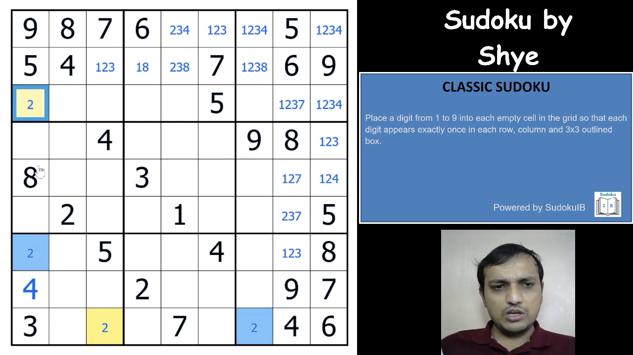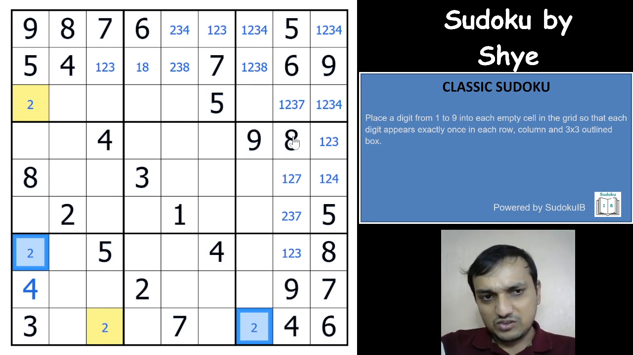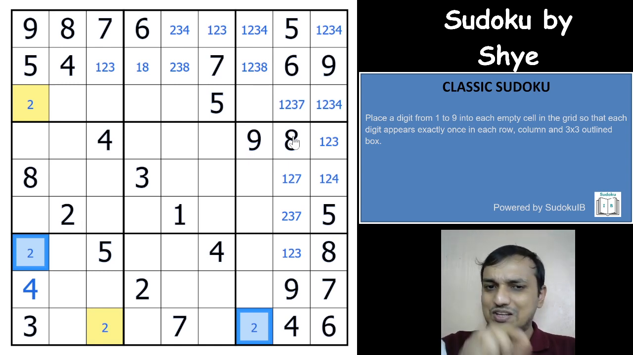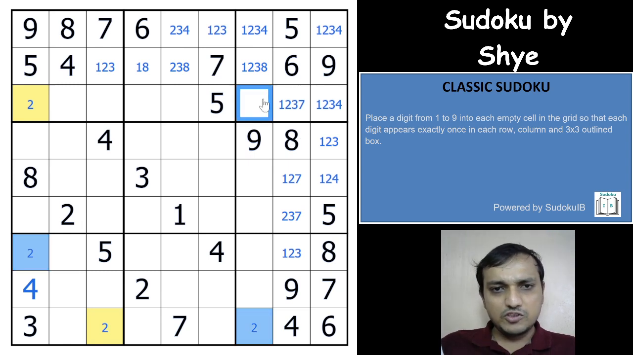So if you have a 2 here, this box will have a 2 in the yellow cell. So if this is 2, this would have to be 2, or if this is 2, this would have to be 2. So either blues are correct or yellows are correct, and in that case cells seeing both the blue and the yellow cells simultaneously cannot have a 2, which means this cell sees both the blue and the yellow cells, so this cell can never be a 2.